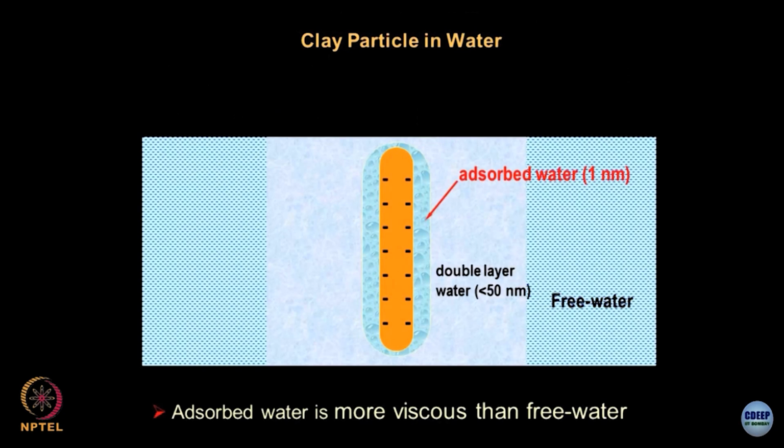Now, this concept is useful for those who might end up in advanced R&D, and otherwise also you should understand this is the clay particle, this is the adsorbed water layer, approximately 1 nanometer in size. This is surrounded by a double layer of water, and the double layer is the one which has a lot of cations present in the system, and the whole unit is surrounded by free water.